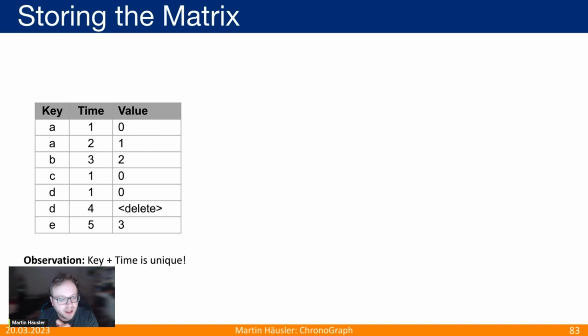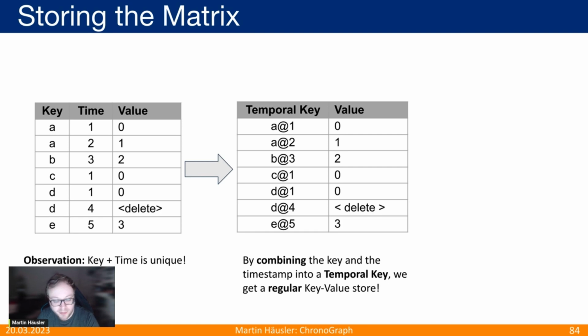And the key observation now is that the key and the time together are unique. So you will not find 2 rows which have the same key and the same timestamp. So we can combine them. In this case, I just combined them with a string concatenation with an @ in between. In reality, it's a little bit more complex than that, but that's the gist of it. So we combine them together, and the combination we call a temporal key. So it's the key plus the time, thus it's a temporal key.